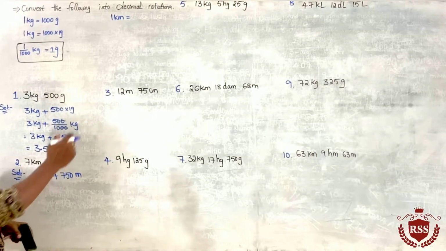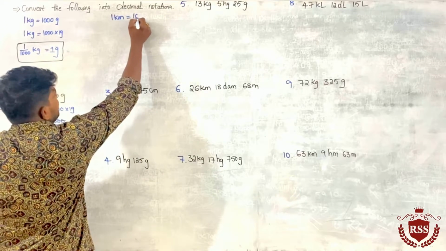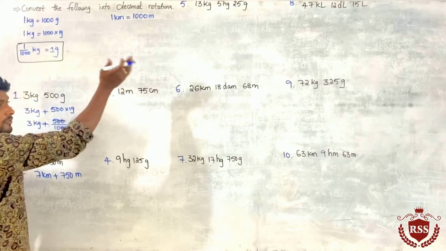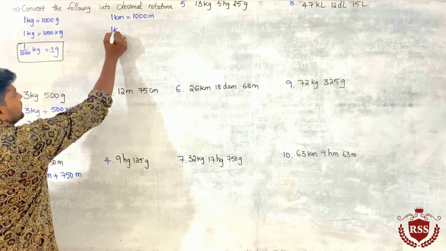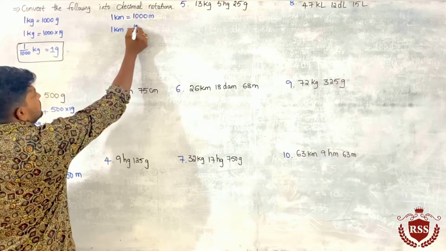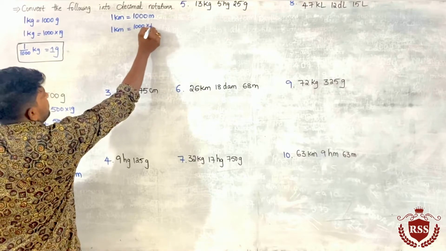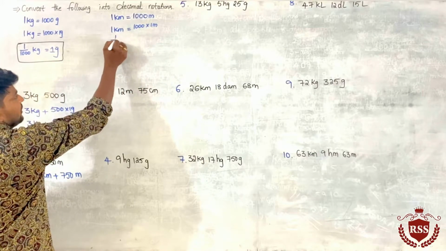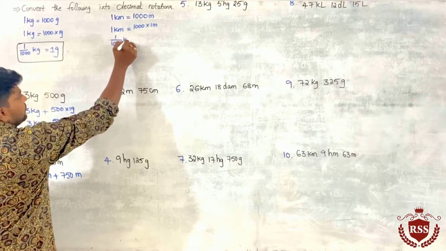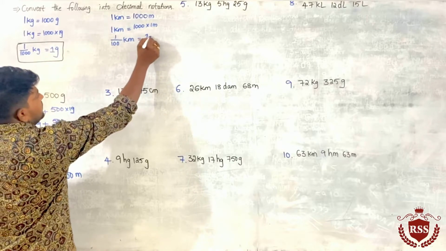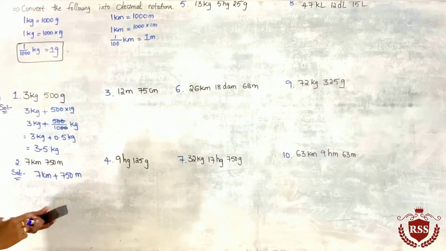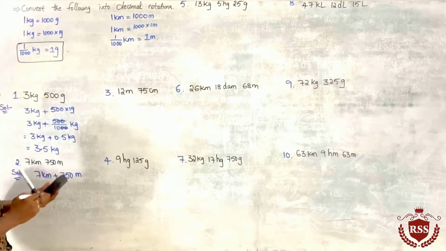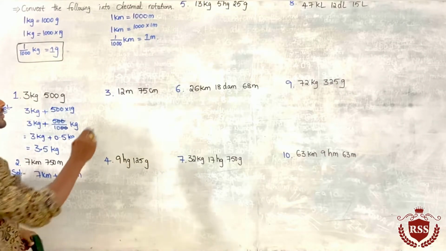So 1 kilometer equals what? 1000 meters. But I require 1 meter in terms of kilometers. So 1 kilometer equals 1000 into 1 meter. I need the 1 meter, so 1000 will be transferred here. Then it will be 1 by 1000 kilometer equals 1 meter. What is the value of 1 meter? 1 by 1000 kilometers.